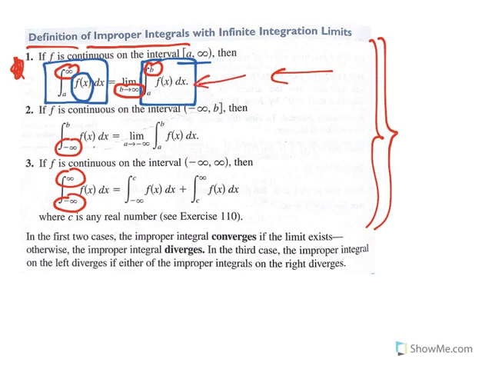And in the first two cases, and we're looking at case 1, we say the improper integral converges if this limit here exists. And we say the improper integral diverges if the limit there does not exist. And we don't need to worry about the third case. In the third case, the improper integral on the left diverges if either of the improper integrals on the right diverges. So let's go ahead and take a look at an improper integral using the definition that we just saw.